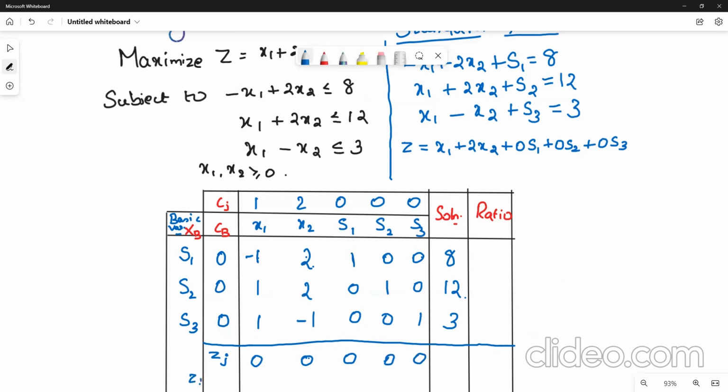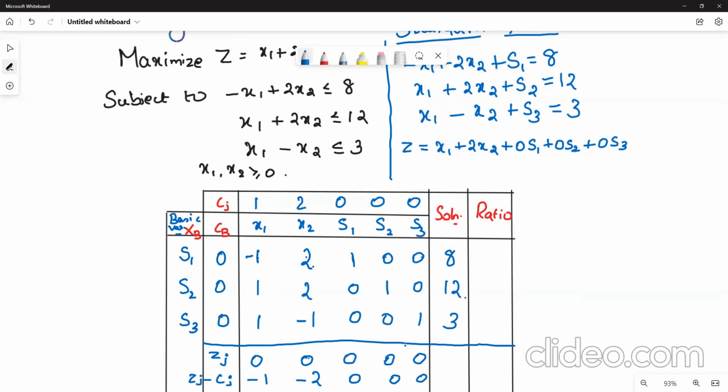Next, you have to find Zj minus Cj. So that is this entry minus the entry on the top. So 0 minus 1 is minus 1. 0 minus 2 is minus 2. 0 minus 0. 0 minus 0. 0 minus 0. Okay. So actually the simplex method, we can just see it in two phases.